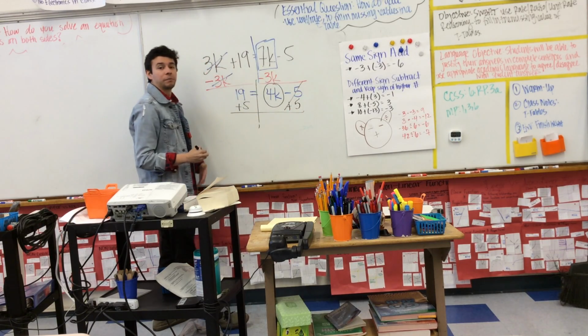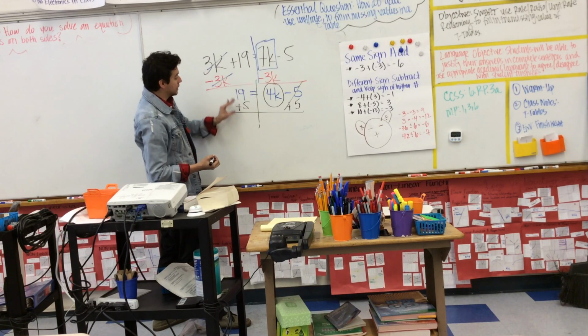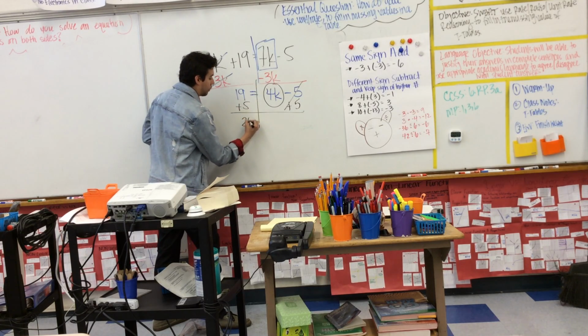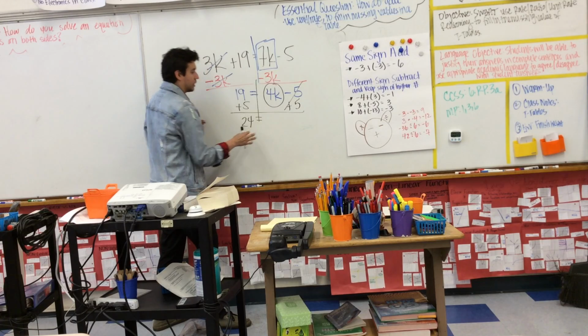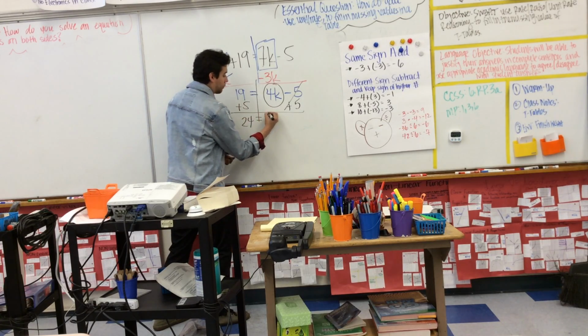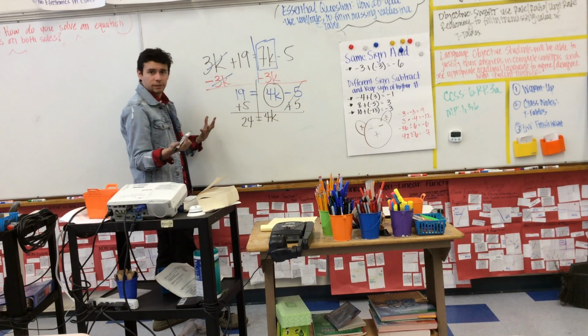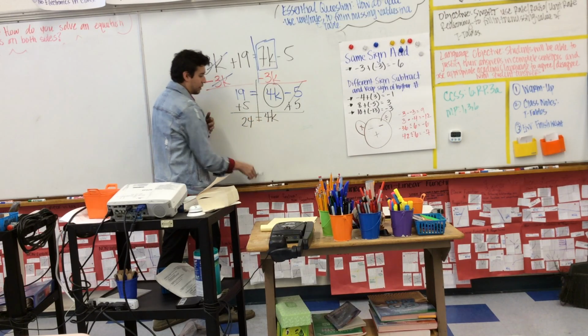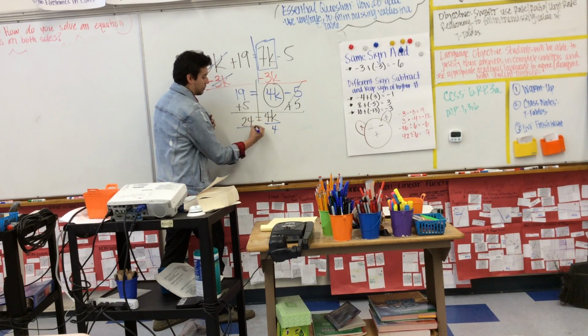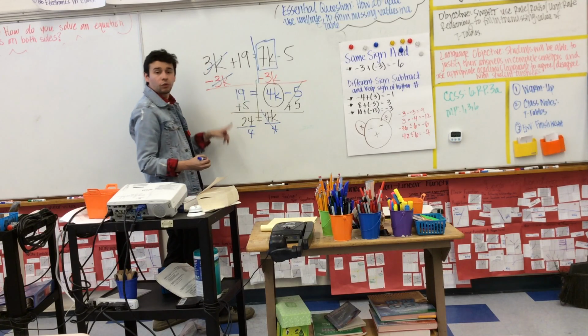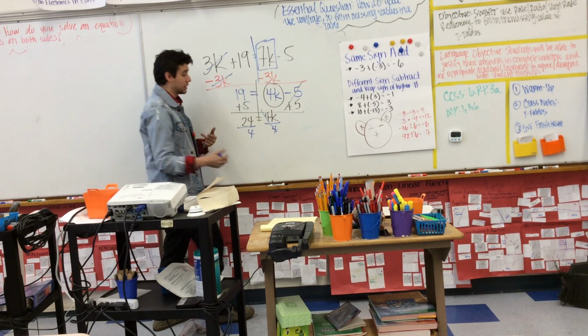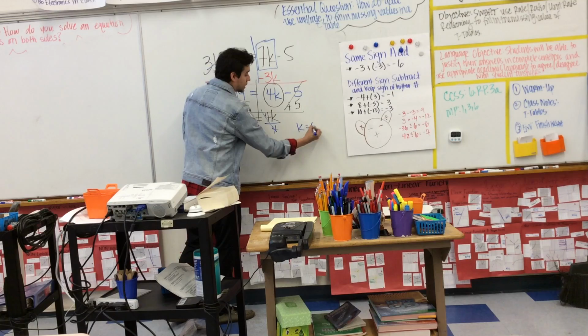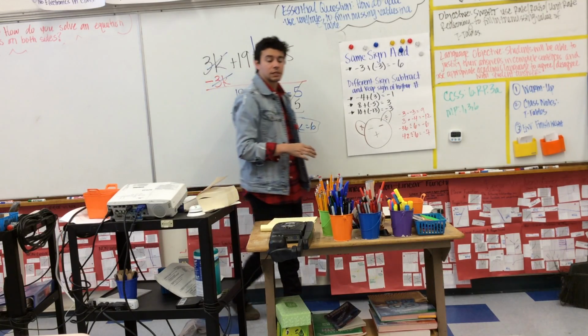This cancels out, becomes a 0. 19 plus 5 is 24. Put my equal sign there. Bring the 4K. Here's the 4K. We're almost there. Divide both sides by 4 now. Divide by 4. 24 divided by 4 is... So your final answer is k is equal to 6.